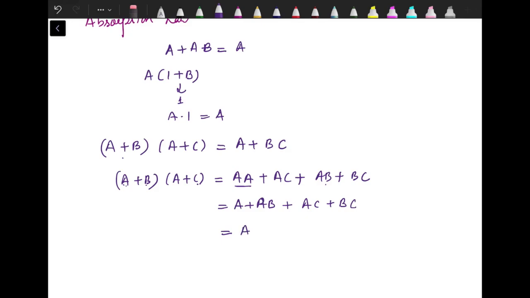Then from here, if we take A as common, it becomes 1 plus B plus C plus BC. Now, any variable added with 1, or having an OR operation with 1, will always result in 1, whether it's one variable, or two variables, or three variables. So this results in 1, and this term changes to A plus BC. So these are certain laws which will help us in minimizing Boolean expressions.